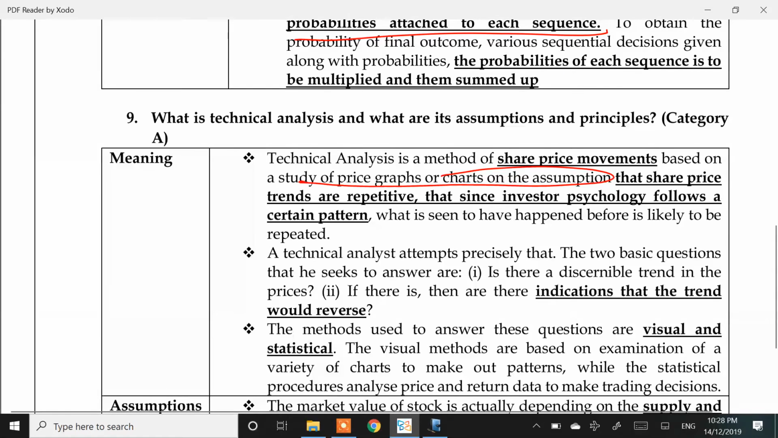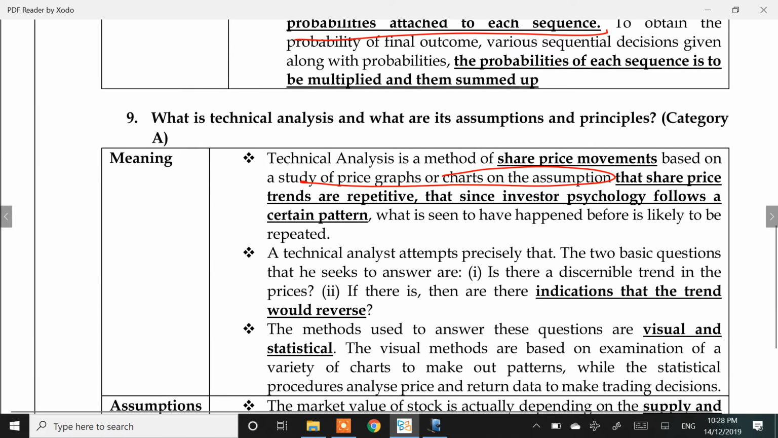So technical analysis is a method of studying share price movements based on price graphs or charts. Share prices are repetitive because the share price trend basically depends on the psychology of the investors, and what has happened in the past is likely to happen in future as well. Now, what does a technical analyst try to do? Is there any detectable trend in the price, and is that trend going to reverse? Once I find that, I will try to enter into the company.